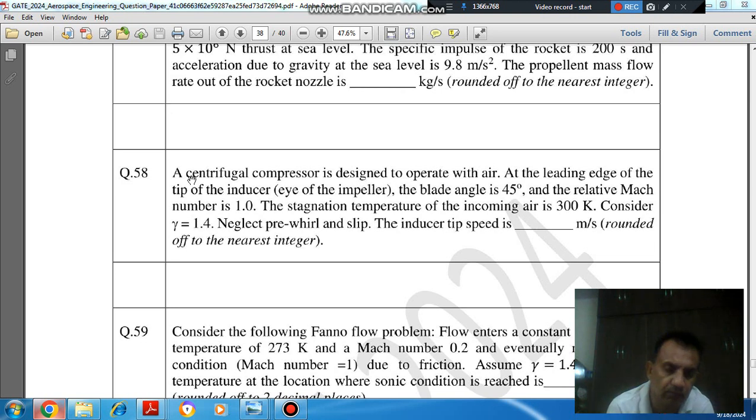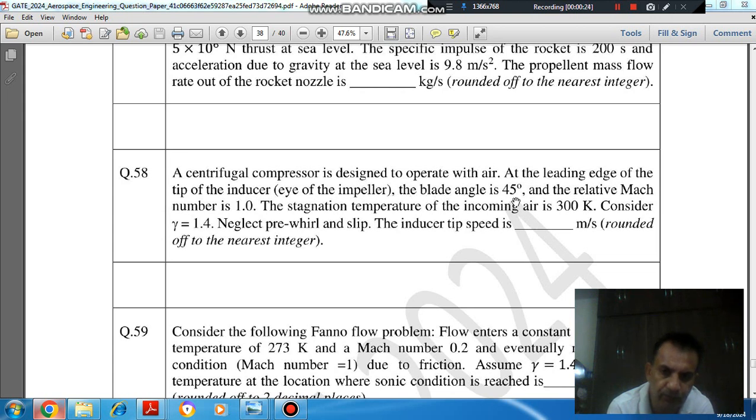Question number 58: a centrifugal compressor is designed to operate with air at the leading edge of the tip of the inducer blade of the impeller. The blade angle is 45 degrees and the relative Mach number is 1.0.